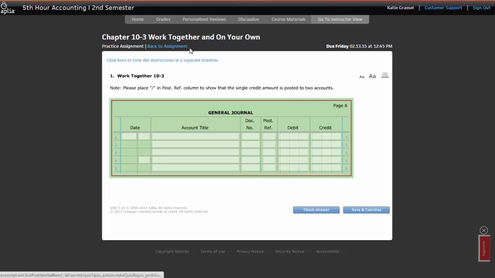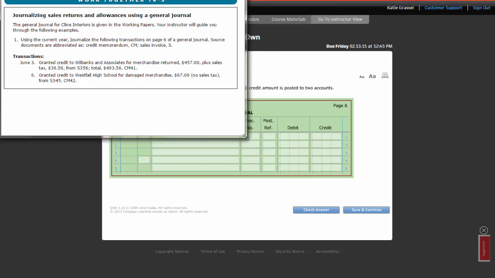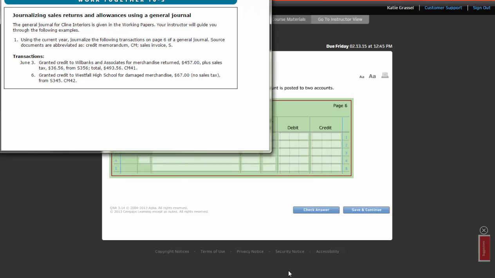So when we look at 10-3, the journal that we have up should be very familiar because it's exactly the same journal that we used in the previous one. The instructions talk about journalizing for client Interiors for the current year, and we have source documents abbreviated as follows: CM for credit memorandum and S for sales invoice.